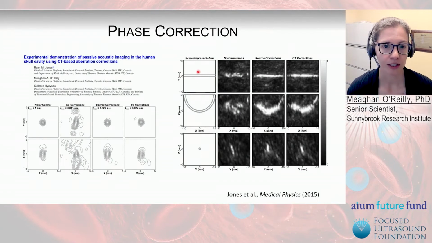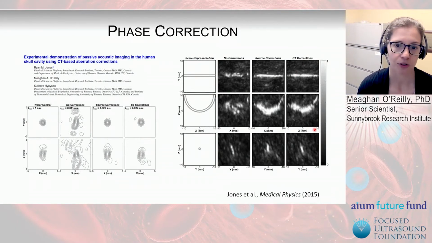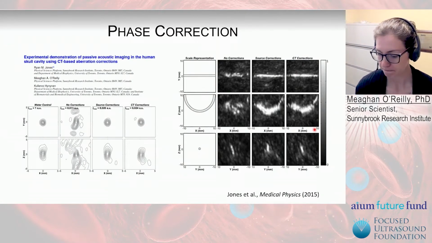Scanning over a volume which contained a tube phantom, we see that without correction, we get a very distorted image of that phantom. But using either an invasive source-based correction or a CT-based correction, we're able to correct the maps generated through human skull.